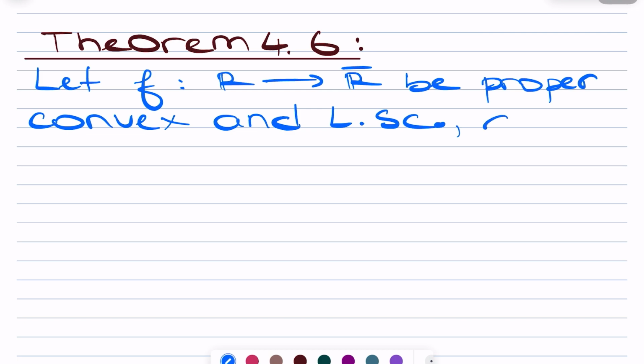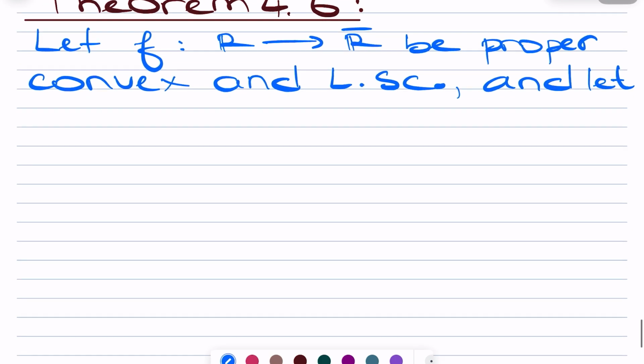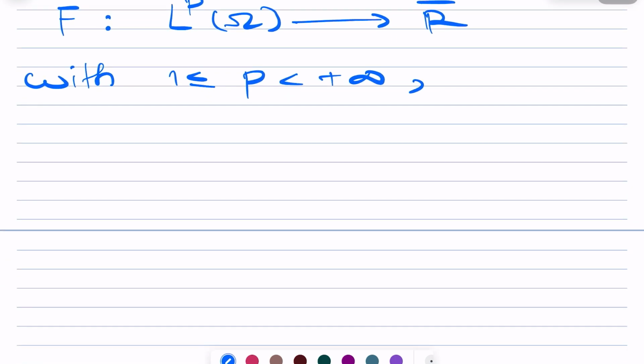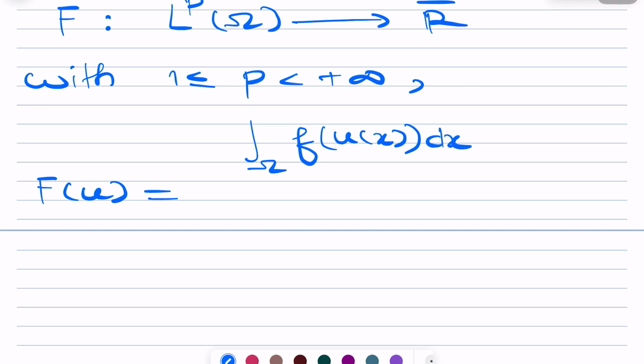And let the function capital F, defined from L^p of omega into the extended real line, with p between 1 and plus infinity excluded, be defined by F of u equal to the integral over omega of f evaluated at u of x, dx, of course if f composed with u is in L1, and plus infinity else.